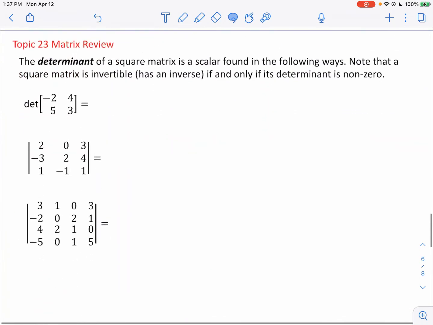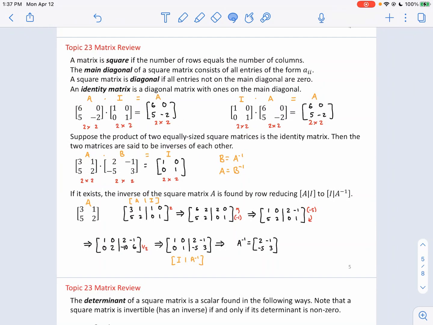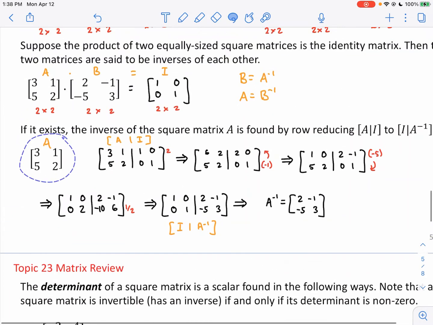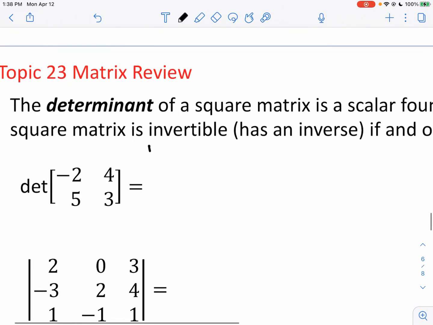All right, next slide. The determinant of a square matrix is a scalar found in the following ways. Note that a square matrix is invertible, that it has an inverse, if and only if its determinant is non-zero. And I should mention back up here that not every square matrix has an inverse. If ever you try to find the inverse of a square matrix and you're unable to produce the identity right here, then that's an indication that the original matrix was not invertible. A matrix that is not invertible, by the way, is called singular as well. I don't have that written down here, but you'll see that word singular. So if a matrix is invertible, that means it is non-singular.